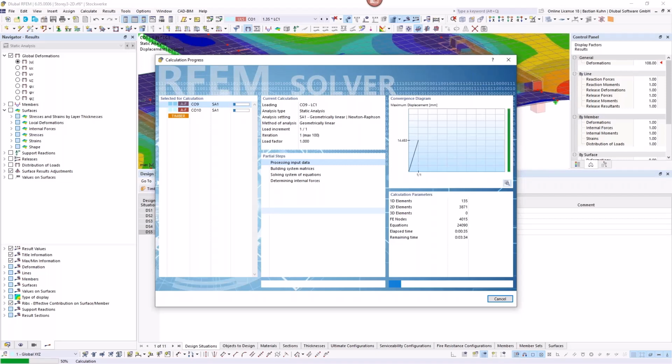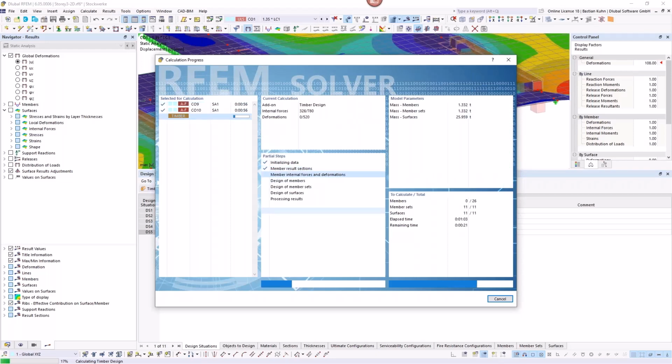Okay. It should usually not take that long, because we only have these two combinations. Also for the timber design, or the timber verification, it's just in brackets the fire resistance where we need to do the stress analysis again. Still, I know there are a lot of parts to be verified. Yeah, and there we are already.